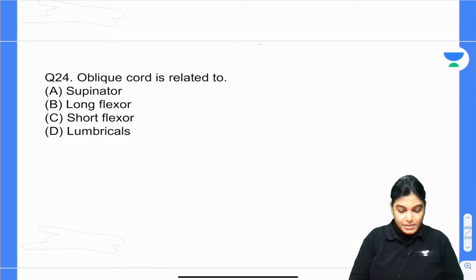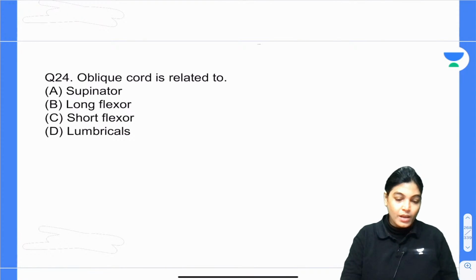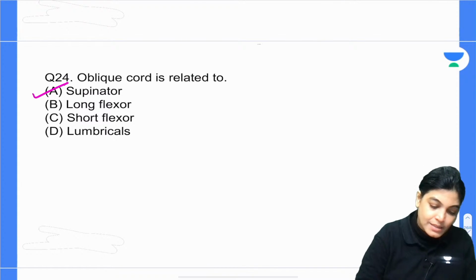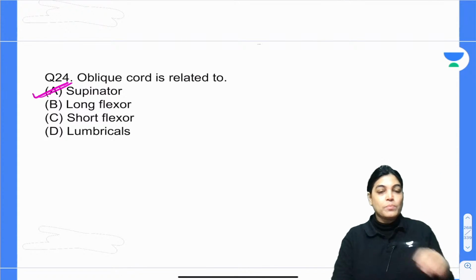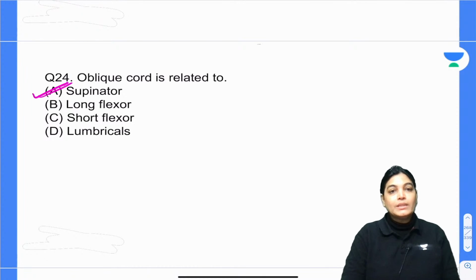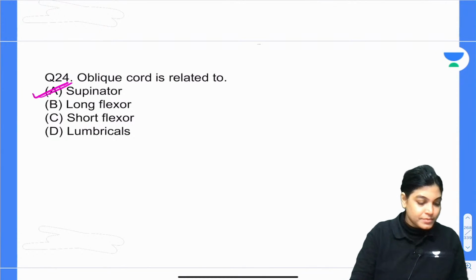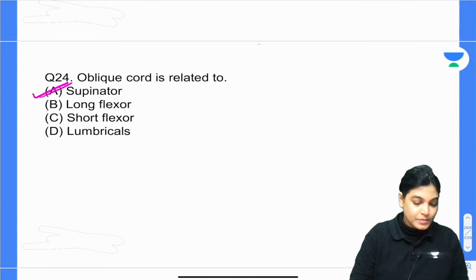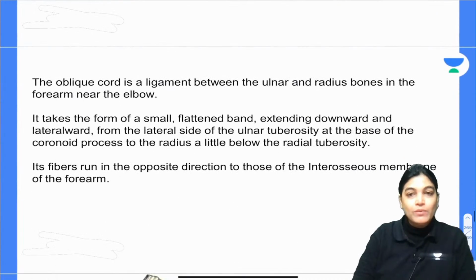Okay, please mark the correct answer. Your time starts now. Oblique cord is related to. Okay, I got an answer. No, the correct answer is supinator. Question number 24, oblique cord is related to: the correct answer will be supinator. Is it okay? Got it? So yes, let me explain what is oblique cord.